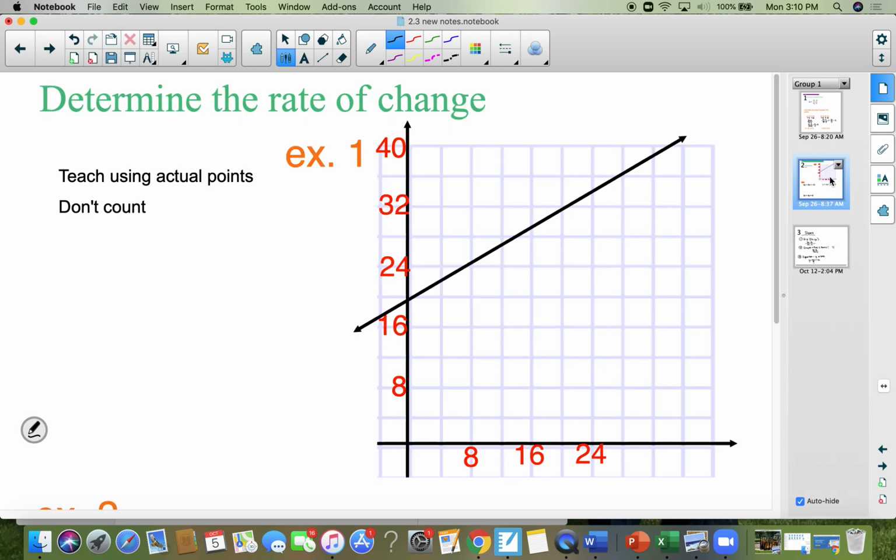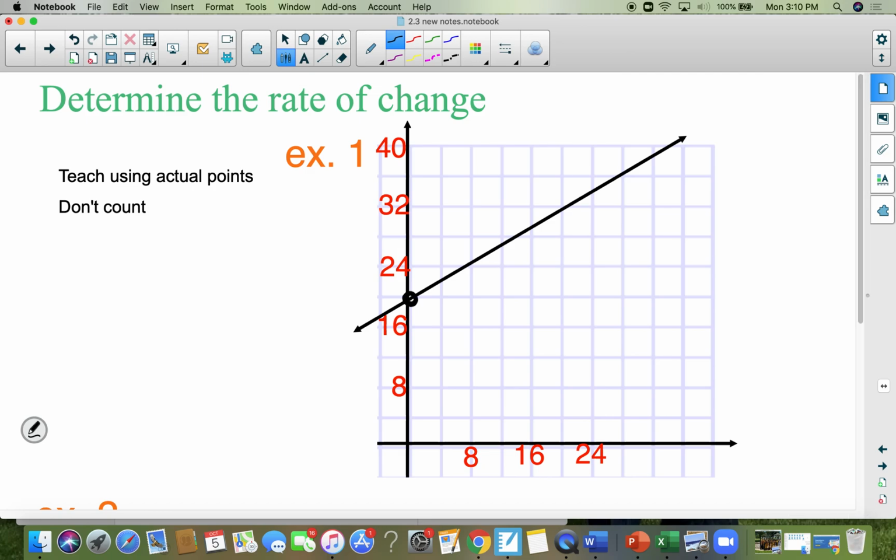The second part of the assignment is almost exactly the same as the first part. Instead of being given 2 points, they give you a line. So what you need to do is use the points where it crisscrosses. So I'm going to use this one right here, which counts by 4. So this is 0, 20.